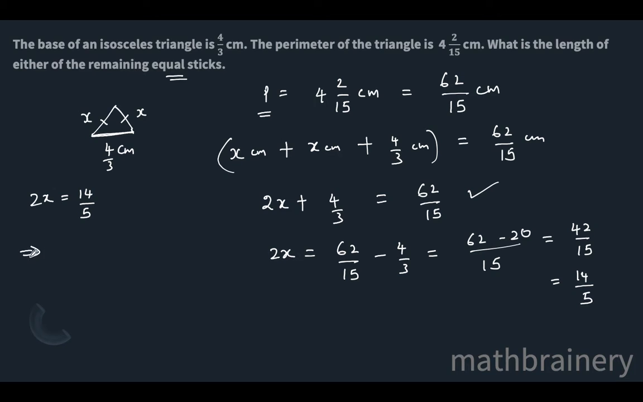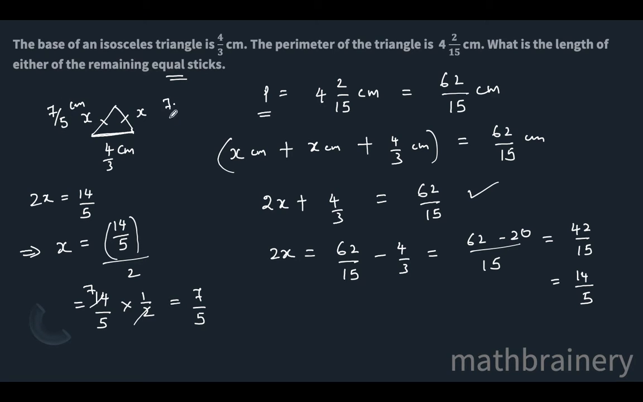So what does this imply? Your x must be 14 by 5 divided by 2. Alright. So this I can write as 14 by 5 times 1 by 2. 2 sevens are 14. So this must be equal to 7 by 5. So the length of the equal sticks is 7 by 5 centimeters each. Alright. Let's look at the next question.